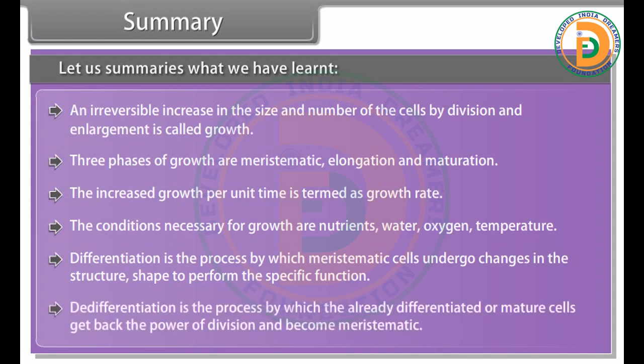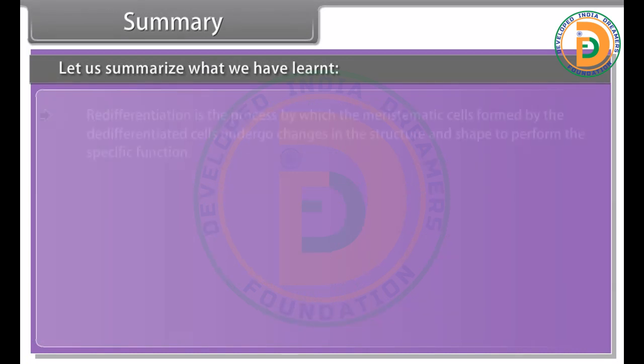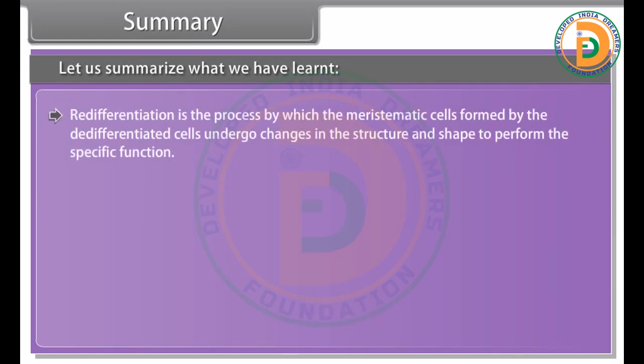Dedifferentiation is the process by which already differentiated or mature cells get back the power of division and become meristematic. Redifferentiation is the process by which the meristematic cells formed by the dedifferentiated cells undergo changes in structure and shape to perform a specific function.